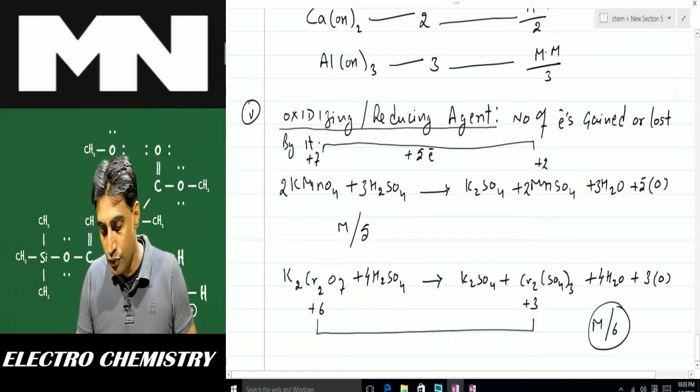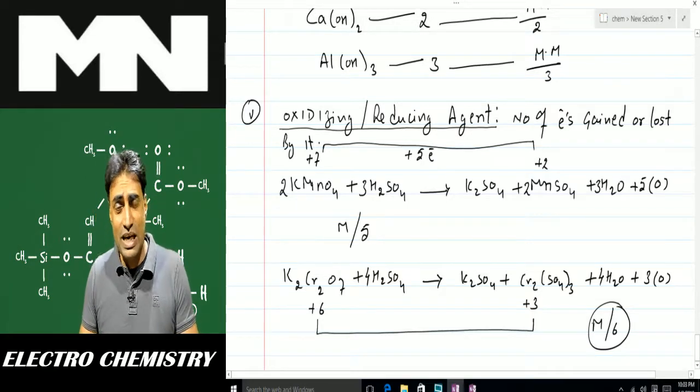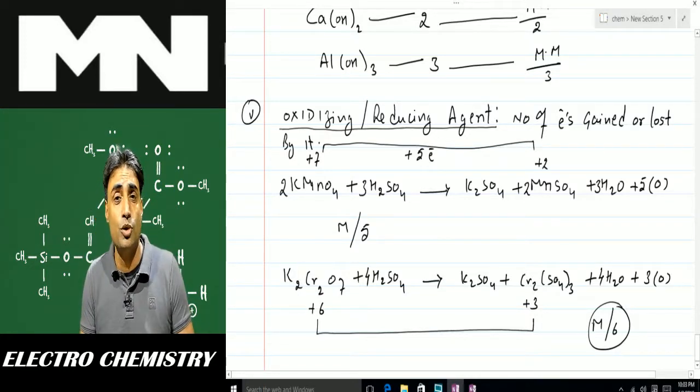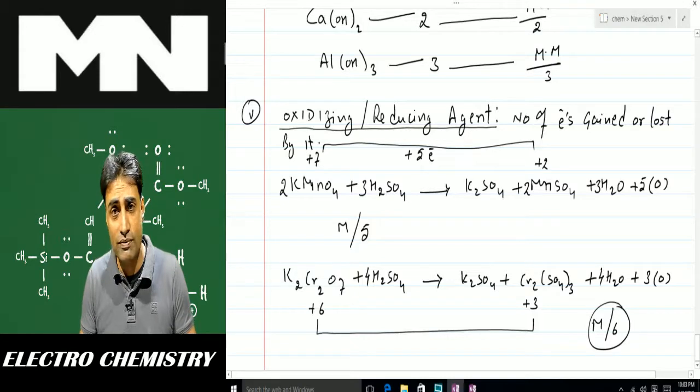Well, after considering this N factor, the second thing which comes to our mind is that we are quite comfortable in normality. We know that it's molarity into N factor, and by now we know the N factor.